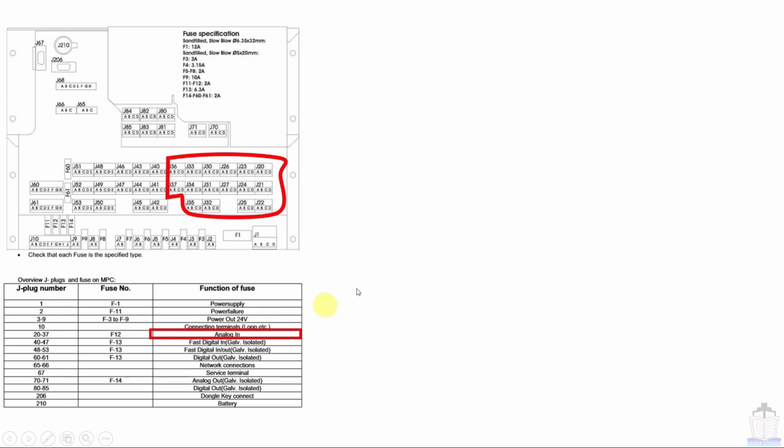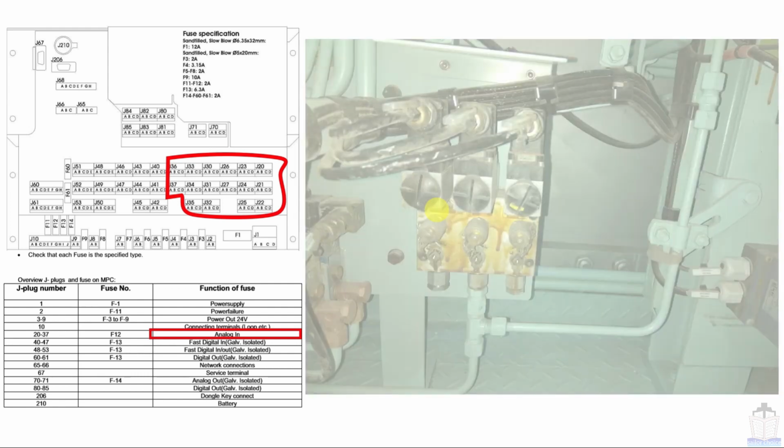So what is the analog in? Analog in are the input signals which contain 4 to 20 milliampere, generated by various transmitters and sensors like pressure, temperature, position sensor, etc., and fed to MPC in channel number 20 to 37. So this is the analog in, meaning 4 to 20 milliampere signal. Now we will see it by various examples.